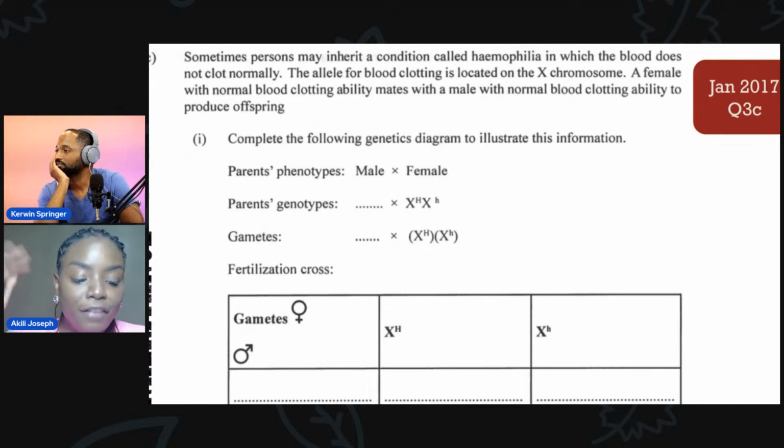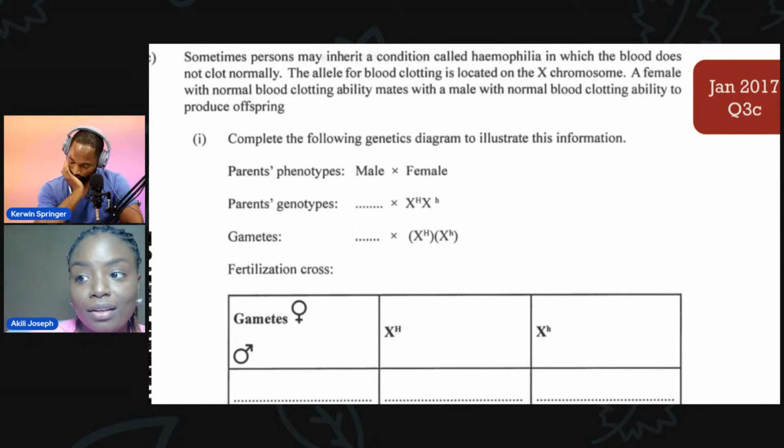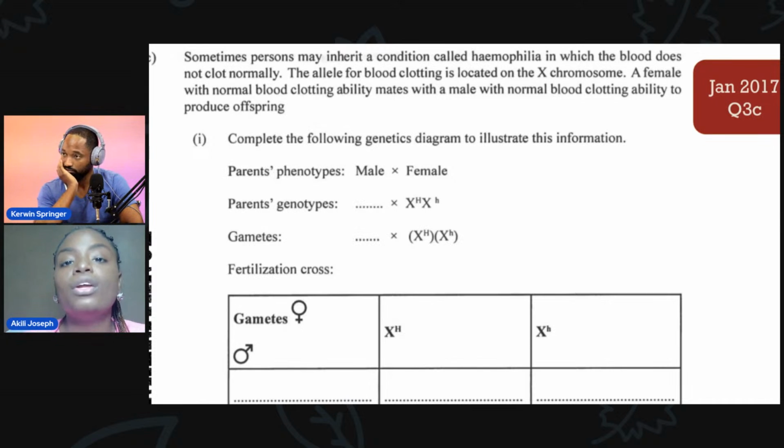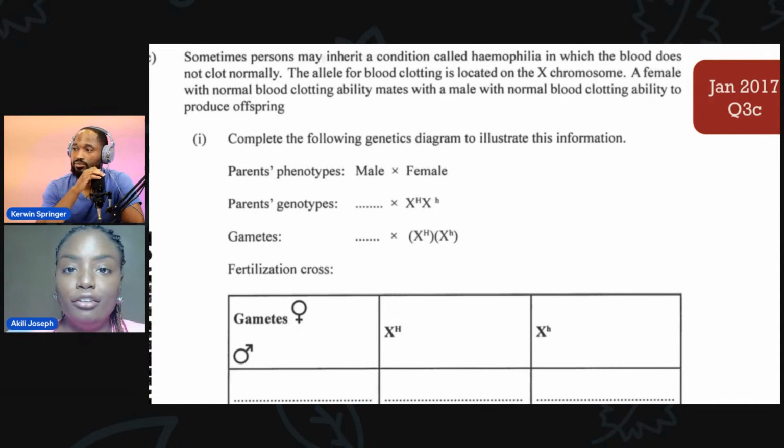So the female, they're telling us, is X big H, X small h, right? They didn't really code it for us, but basically when they did that, they're telling us to let X big H be the allele for normal blood clotting and X small h be the allele for abnormal blood clotting, or hemophilia.